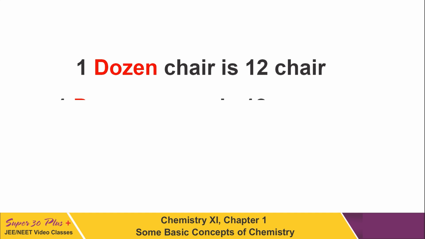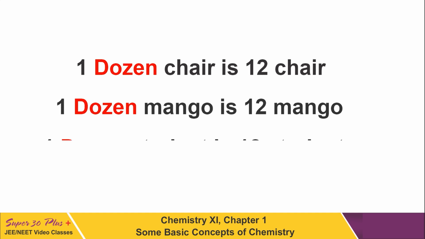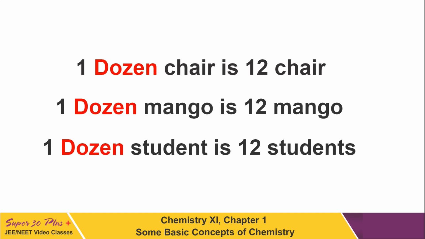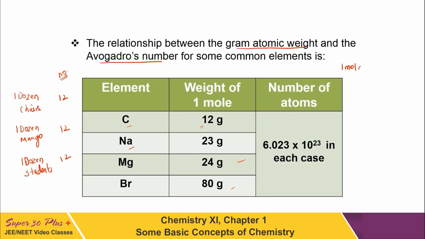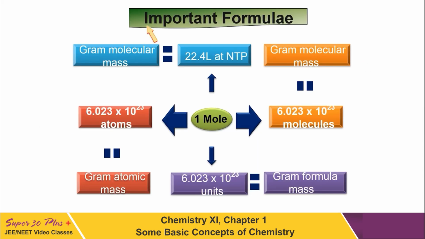Like I say, 1 dozen chairs is 12 chairs, 1 dozen mangoes is 12 mangoes, 1 dozen students is 12 students. I can say 1 mole atoms is Na atoms. I can say 1 mole molecules is equal to Na molecules. I can say 1 mole ions is equal to Na ions, right? And these are some important formulas which we use for the calculation of mole.